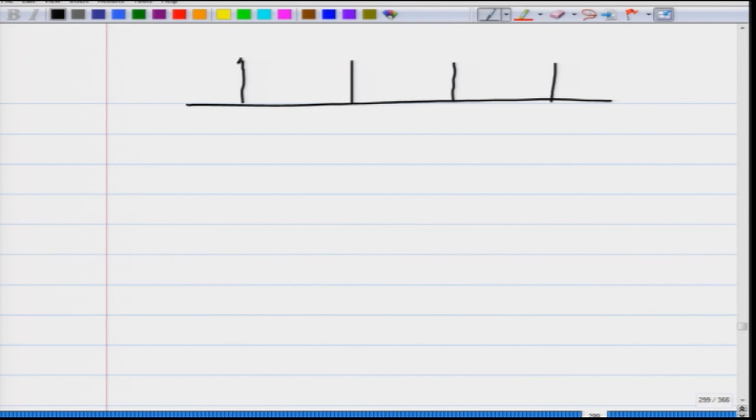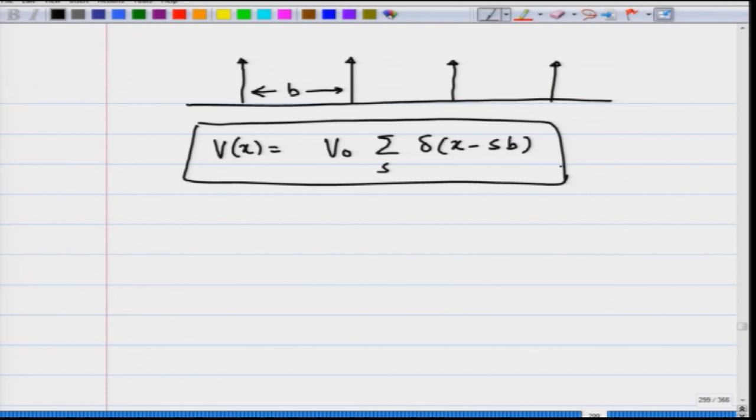So, I will take the potential V(x) to be of the form V0 summation over s of delta(x minus s b), where b is the distance between these barriers. So, I have shrunk the width a of the potential barrier to 0 and increased the height to V0. This is a periodic potential, and here you will see that the number of variables is only 2.